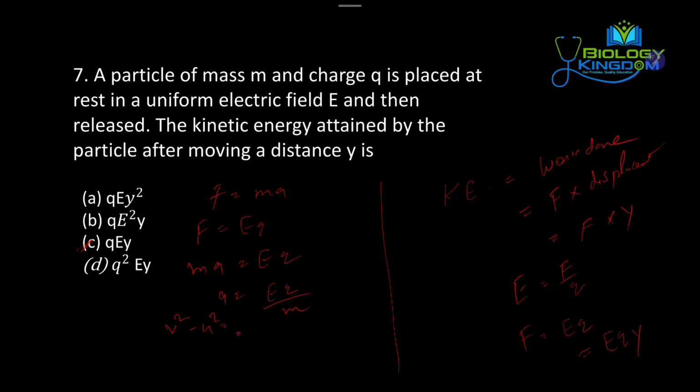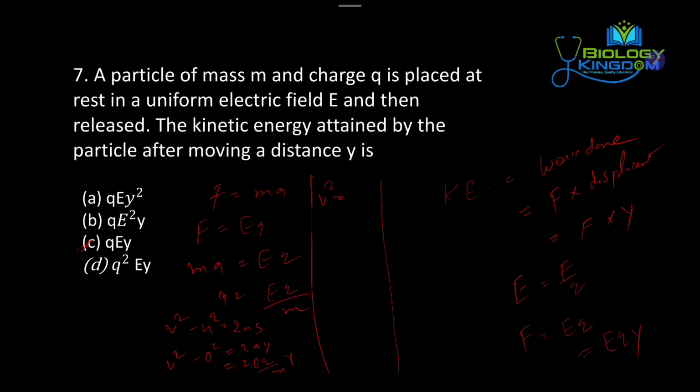I hope you remember this equation of motion: v square minus u square is equal to 2as, where v is the final velocity, u is the initial velocity, a is the acceleration, and s is the distance. The distance here is y, so we'll put y. It started from rest, so the initial velocity will be 0, and the final velocity we have to find. The value of a is EQ by m, and we have to find the value of v.